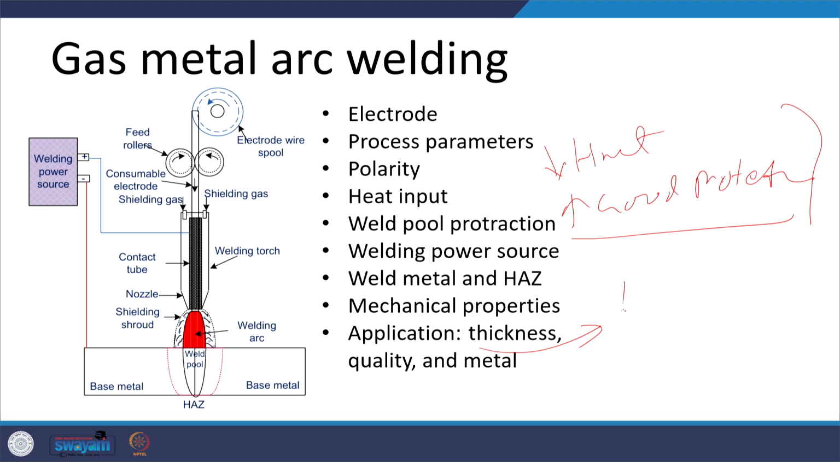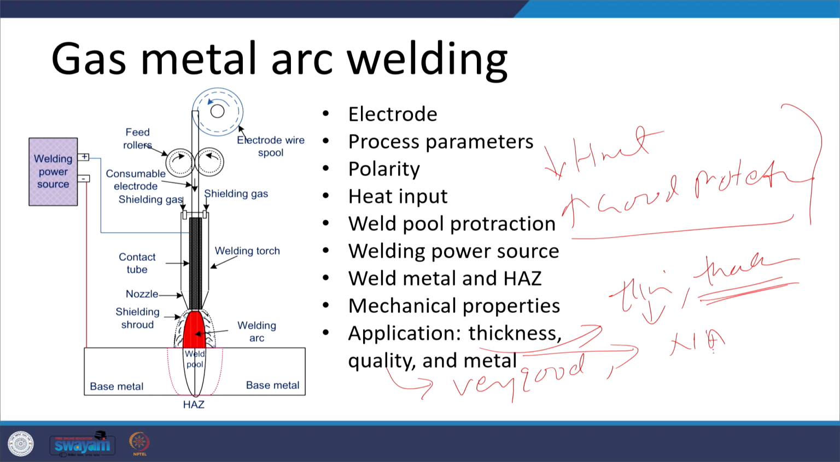This can be used for both thin as well as thick section components. If it is thin, then we will be using a single pass through thickness penetration. If it is thick, then we will be using multi pass welding. Quality is really very good because of the low heat input and good protection, and this is preferred especially for the non-ferrous metals or the metals which are sensitive to the atmospheric gases, or having very high affinity to the atmospheric gases like oxygen and nitrogen.